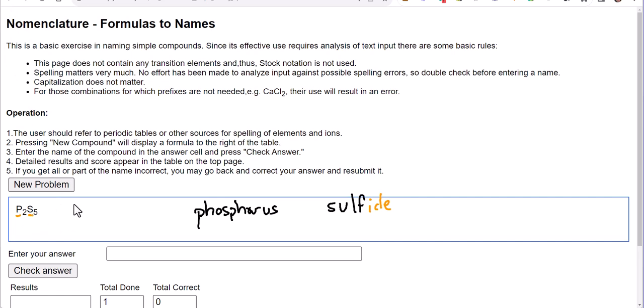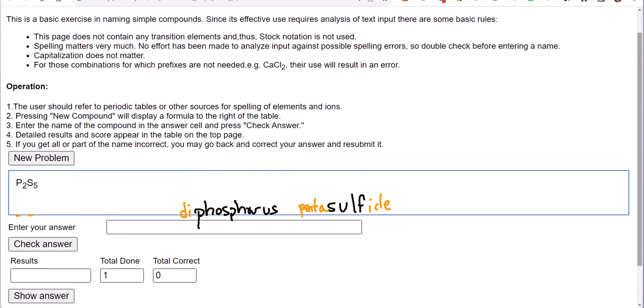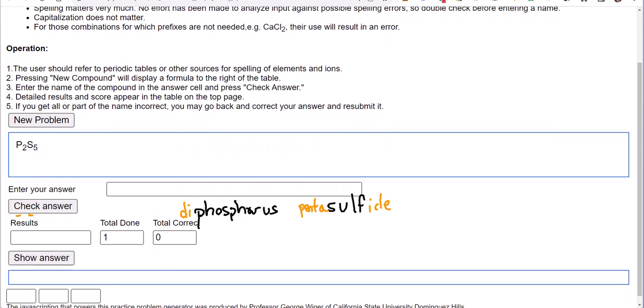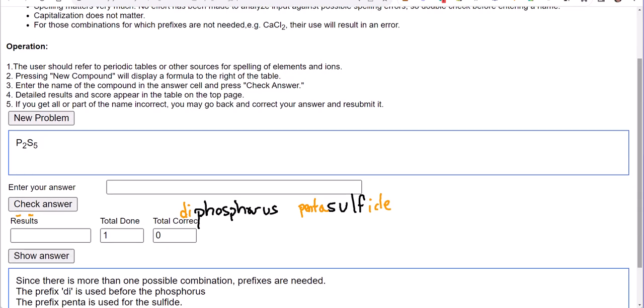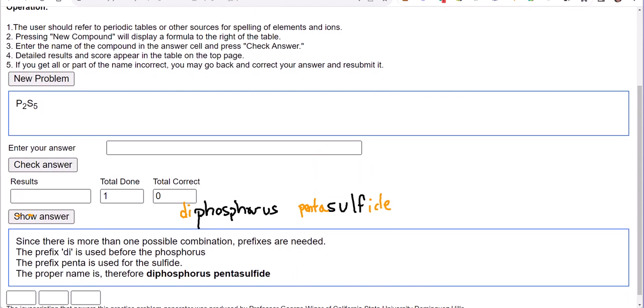Next thing, we're going to go ahead and take a look and see that this is phosphorus and sulfur. Both of them are nonmetals. Not a single one of them could give us a Roman numeral. So we're going to go ahead and add our Greek numeric prefixes. So diphosphorus. Hopefully I gave myself enough space. Pentasulfide. I'm going to go ahead and click Show Answer. And it's going to tell us that, yes, I did in fact get it right.